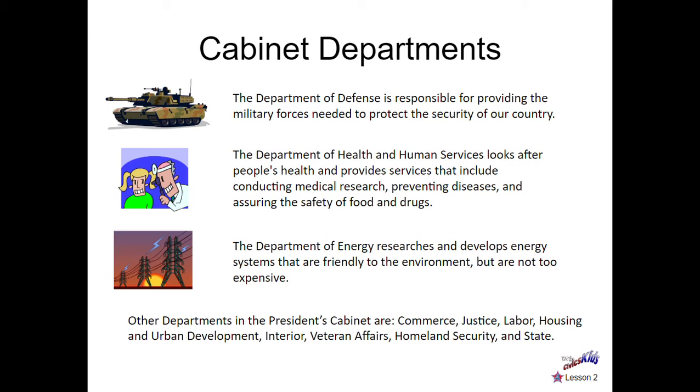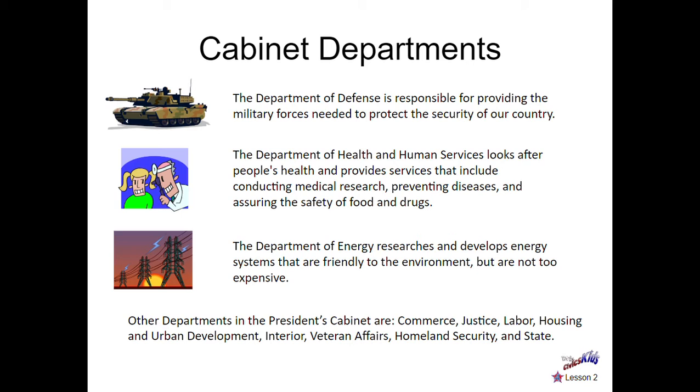Department of Health and Human Services. They're the ones that issue health alerts. So if there's an outbreak of something, they're the ones that would come in and determine whether or not that's safe for kids to go to school, whether or not they have to do a quarantine, whether or not something is healthy or not healthy. They conduct medical research to prevent diseases and assure the safety of food and drugs.